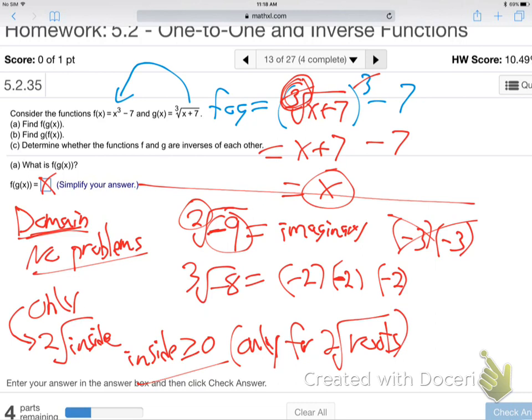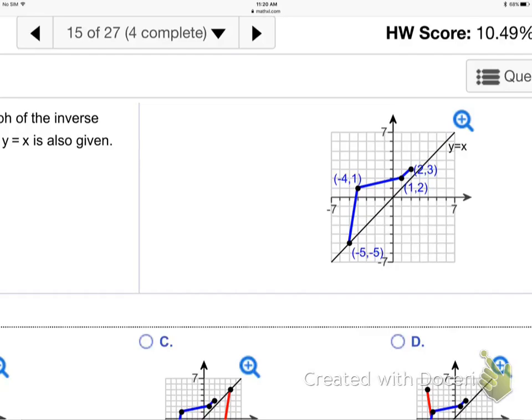Odd roots, no problems. On the graph for an inverse function, what's the graph of the inverse of that blue graph going to look like? Mirror image, mirrored across what line? That line, y equals x. It reflects it across the diagonal line. If I just remember what an inverse function is, it's an inverting of inputs and outputs, x's and y's. So let's take (-4, 1) and switch them to be what? (1, -4). That'll be on the inverse function, right? The inverse of all the original ones.